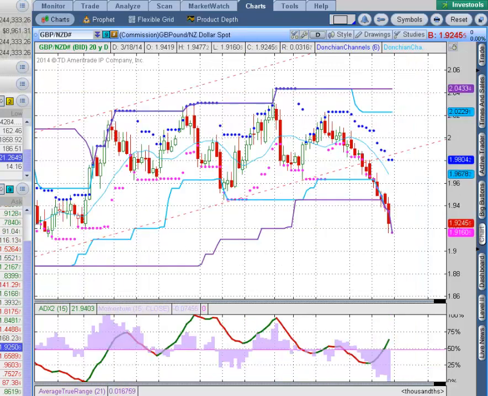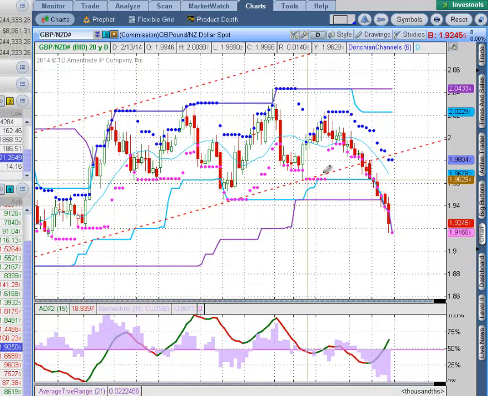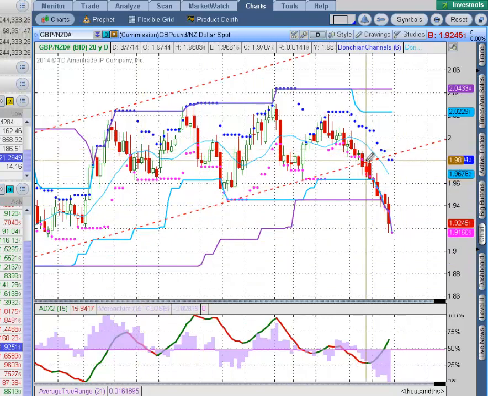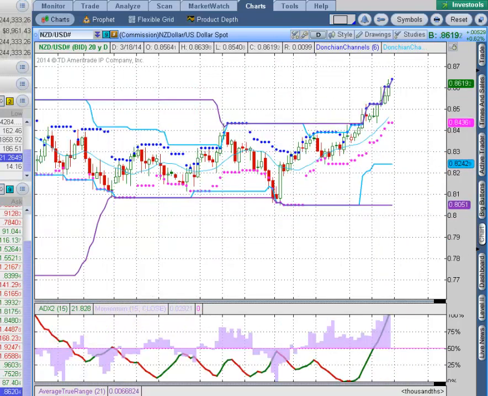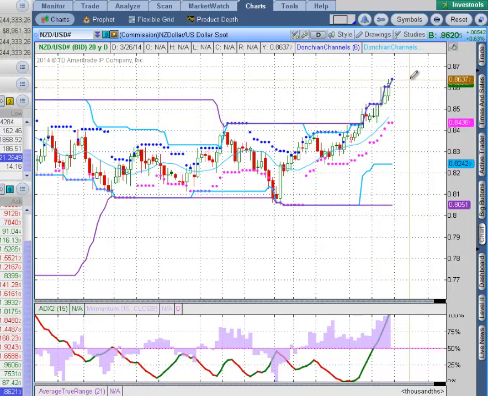Here's the pound New Zealand dollar. Price has been in a medium-term uptrend channel, but it broke through the bottom and is continuing down. This would be a bearish trade. And here's the New Zealand US dollar. Price had been going in a sideways channel. It broke through the top and is continuing higher. This would be a bullish trade.